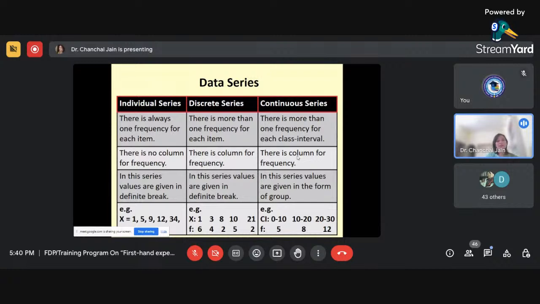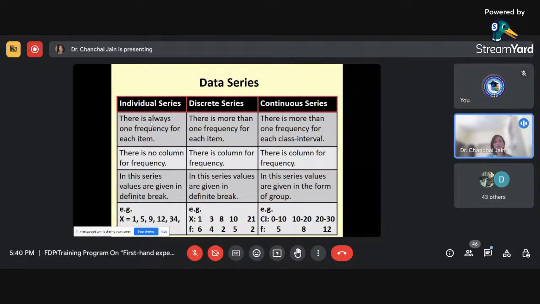Individual series means when we are having the raw data. Say, for example, I have collected data on the height of the respondents, right? In that case, I have not given any particular interval. I have directly asked, please state your height. So maybe some people are writing 5.2 inches, some are writing 5.8 inches, likewise. That way we are collecting the raw data, or we are having only observations for the particular variable. That type of data is known as individual series data, right?